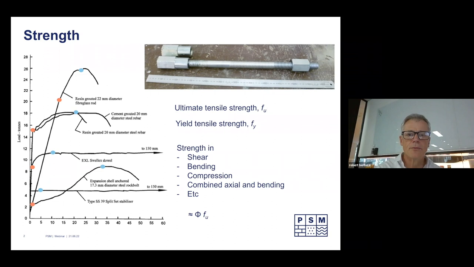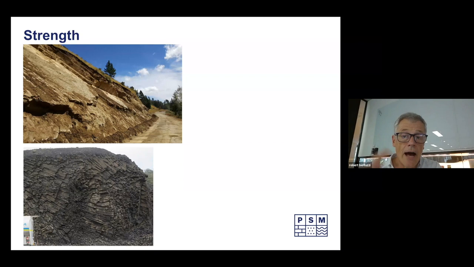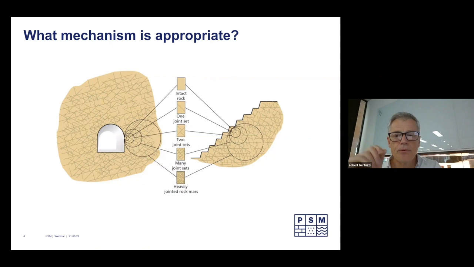So I went through this because it's important to understand that even a manufactured product has different strengths for different failure mechanisms. And that same complexity happens in a rock mass, whether it be a rock slope slide, a fractured and folded rock, an underground collapse, or small scale stress failures. We need to understand the mechanism, and that's the first important question to address. How will the rock mass fail? Because how it fails will determine the strength that we need to consider.